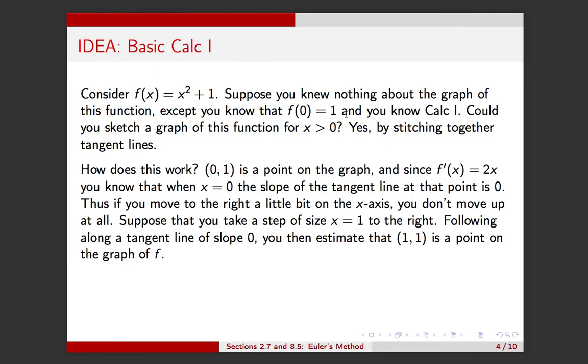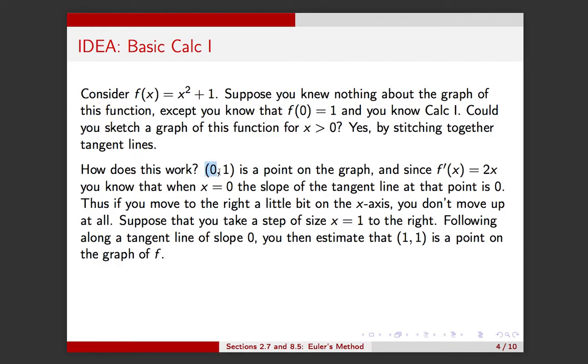How does that work? Okay, so here's the Calc 1, right? 0, 1 is a point in that guy's graph. We know some Calc 1, so we know the derivative is 2x. These are our directions, right? For a given x value, you can plug that x in there and figure out what direction the curve is moving in. Well, you know that when x equals 0, the slope of the tangent line is 0.